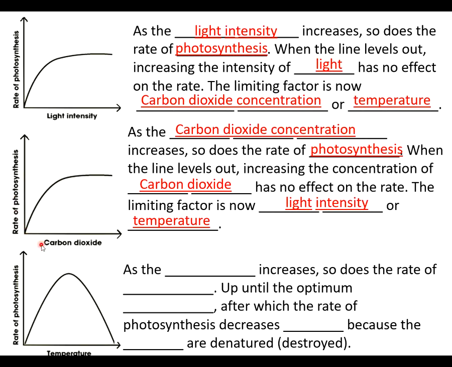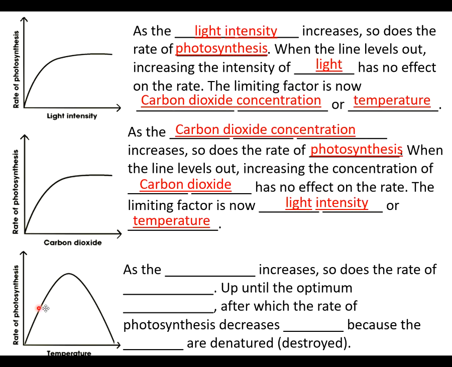So these two graphs are very similar. On the slope, what's limiting it is whatever's on the x-axis here, light intensity, carbon dioxide concentration. And then it's the other things that are limiting it when it plateaus off. So if you've got light intensity here, it's carbon dioxide or temperature. If you've got carbon dioxide here, it's light intensity or temperature.